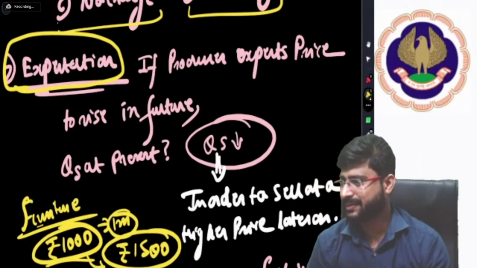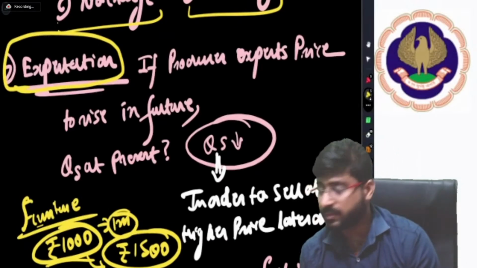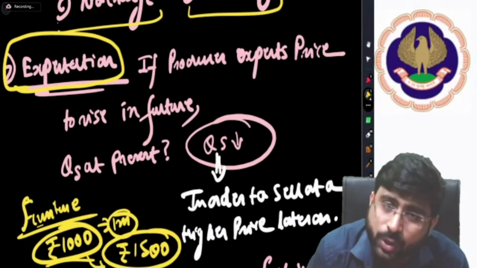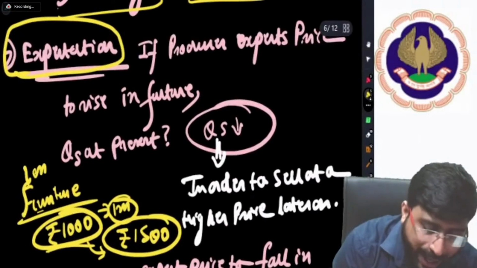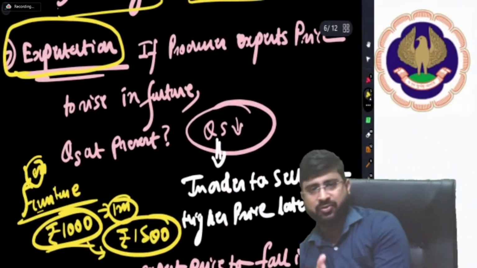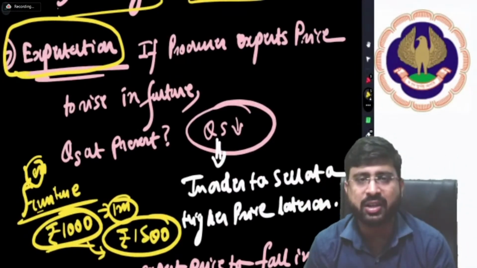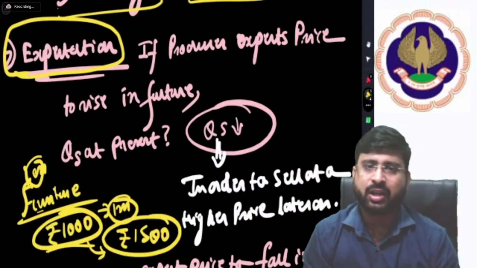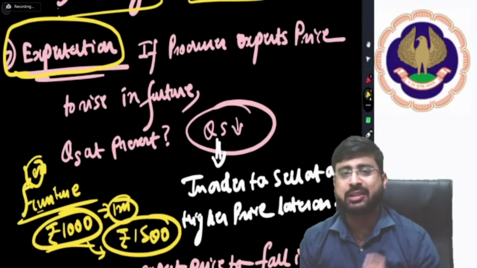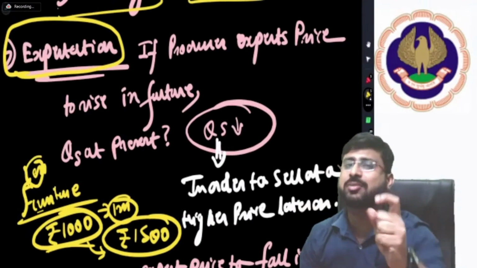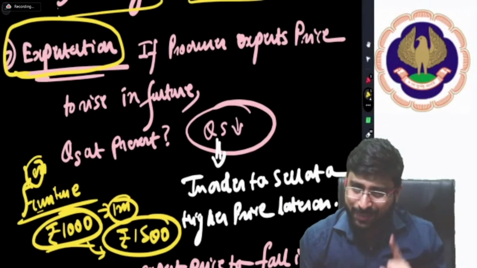Yes, you will supply less today. The answer is, we will supply less today. Why? Because we will keep this furniture. The furniture that I have today, I will sell it for 1000 if I sell it today. But if I wait for 1 month, that same piece of furniture will fetch me 1500 rupees. So I will supply less today.